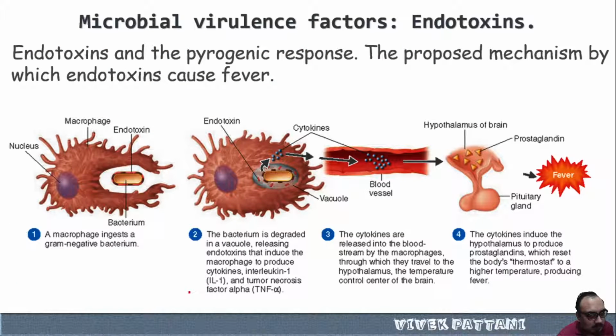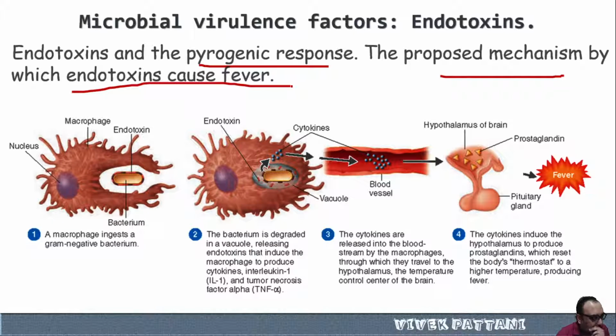Now this is just an example of an endotoxin, due to which a pyrogenic response occurs. It's a proposed mechanism by which endotoxin causes fever. A macrophage basically ingests a gram-negative bacterium, which contains an endotoxin. What happens next? The bacterium is degraded in a vacuole, due to the action of the macrophage.